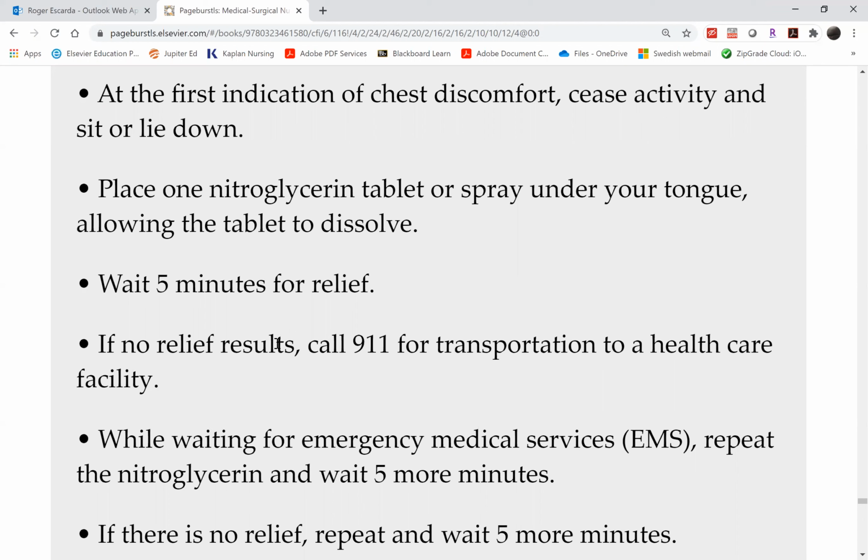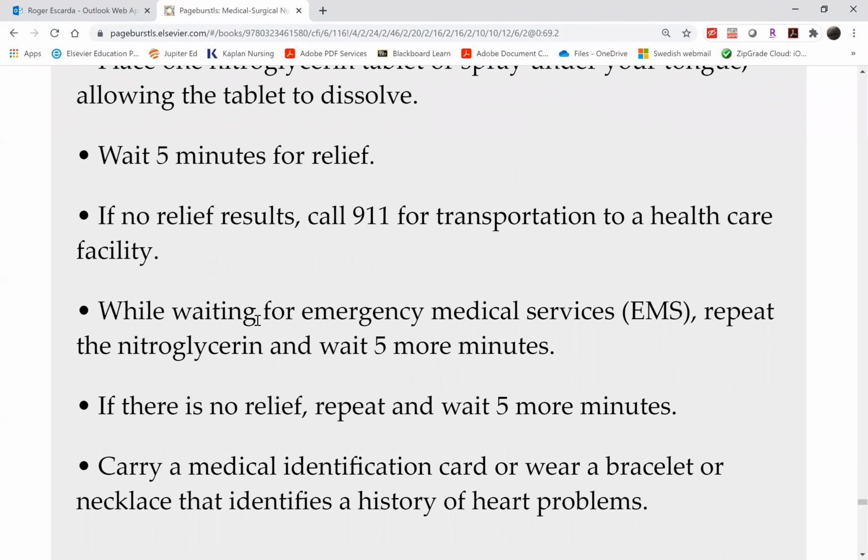So even if you're wrong, you just say my bad, but I'm following protocol. There was no relief, so I called you guys. While waiting for EMS or RRT, you continue the protocol. So 5 minutes later, you give another nitro, and then another 5 after that.